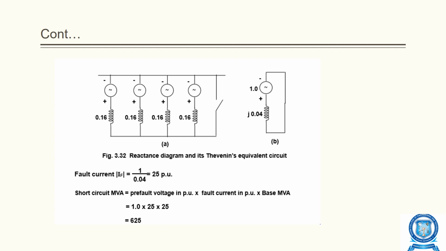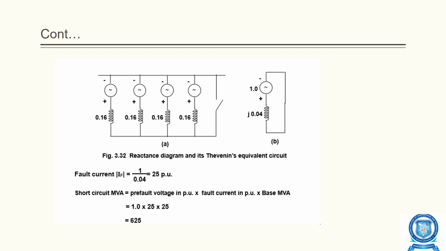Short circuit MVA is equal to pre-fault voltage in per unit into fault current in per unit into base MVA, which is equal to 1 per unit into 25 into 25. So we get 625. So the fault current is the inverse of the reactance or the impedance. So it is 1 by 0.04, which is 25 per unit.